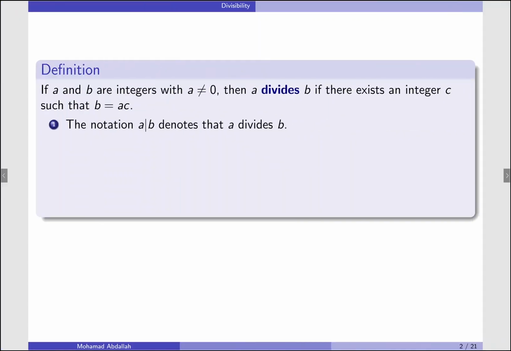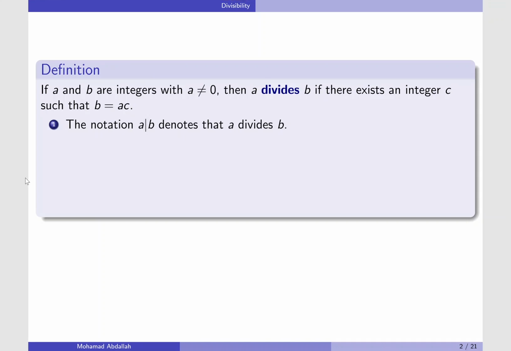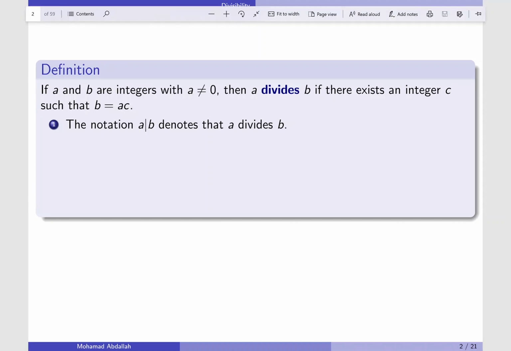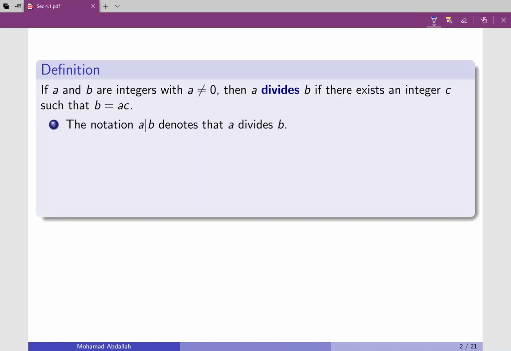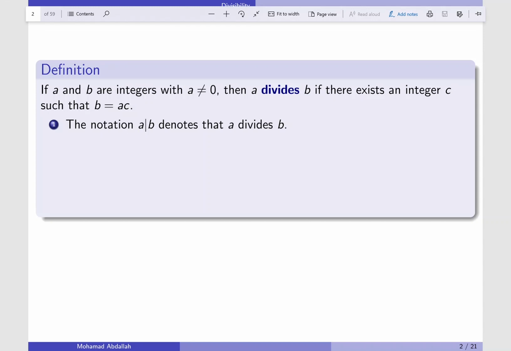So first, let's start with the definition of what it means to say that A divides B. When I want to say A divides B, first I want to make sure that the number A is different than 0, because I don't want to be dividing by 0 at any point. So I say that A divides B if there exists an integer C such that B is equal to AC. And we use the following notation to say that A divides B.